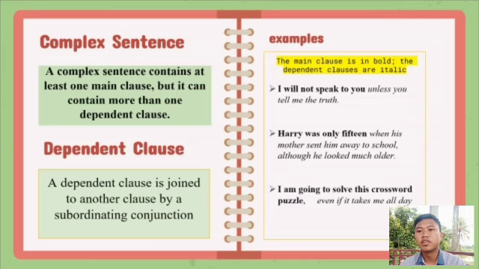The main clause, the whole independent clause, is in italics. The examples are: I will not speak to you unless you tell me the truth. Harry was only 15 when his mother sent him away to school, although he looked much older. I am going to solve this crossword puzzle, even if it takes me all day.